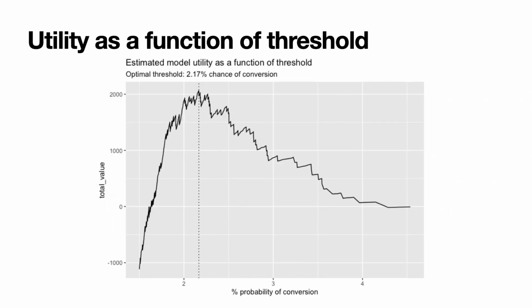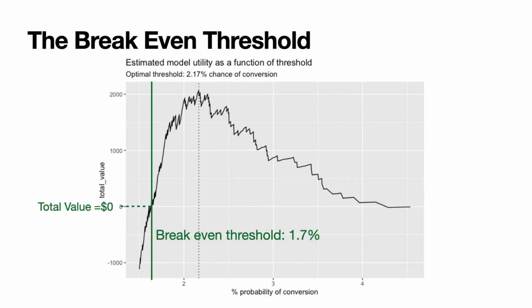Here is a plot of total utility for the current customer scoring model and evaluation set. The y-axis gives the total expected utility for a given threshold, as the threshold is swept from a 1.5% chance of conversion, according to the model, to a 5% chance of conversion. The break-even point is to call everyone with more than a 1.7% probability of converting. At that threshold, you make enough sales to exactly cover the cost of calling all the targeted prospects. Using a lower threshold would lose you money because you would be contacting too many people who don't convert.